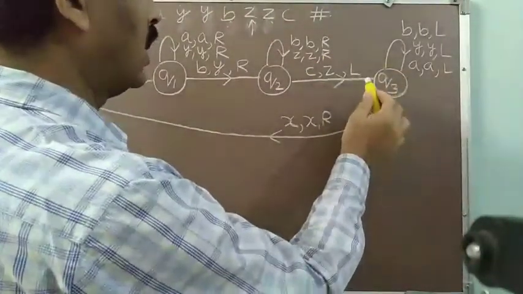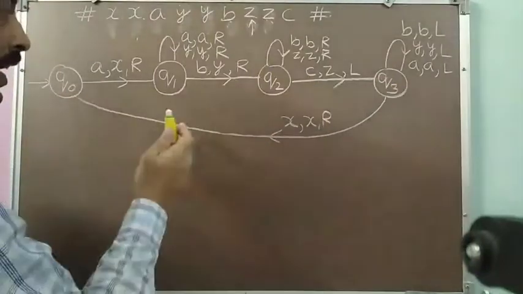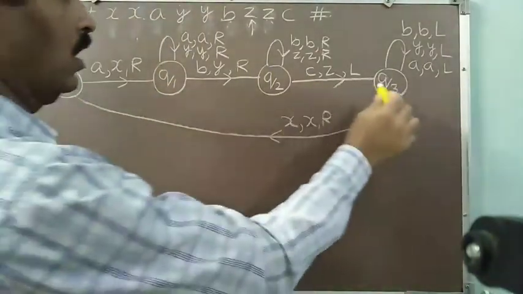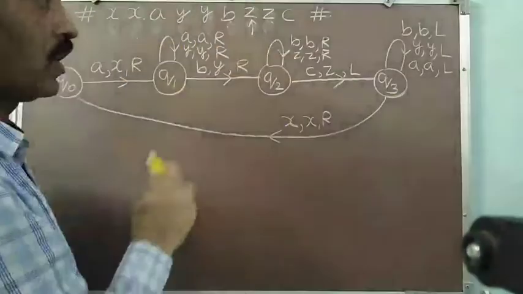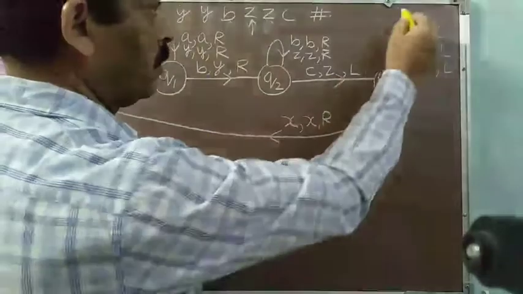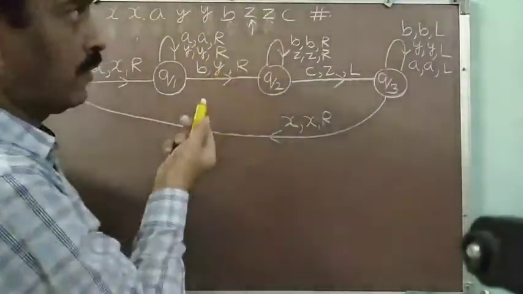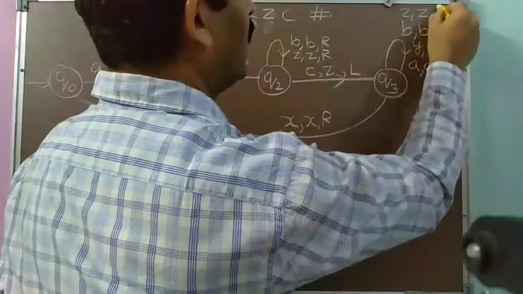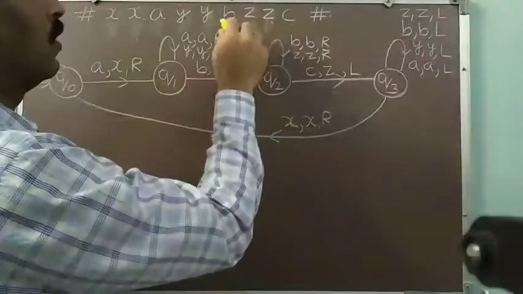In this Q3 state, my aim is to find X so that I can move one position right and find the leftmost A. So up till X, whatsoever comes, I have to leave. I have found Z, but Z is not mentioned here. So Z also I have to leave. So I will write Z, Z, and I will move left.